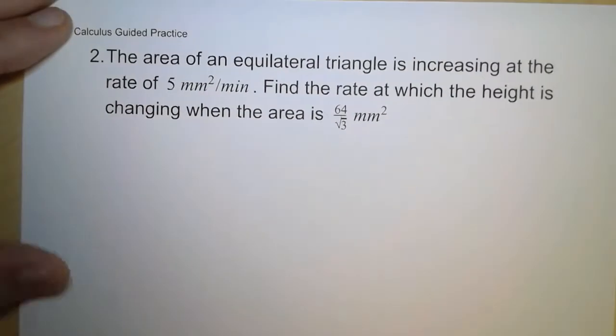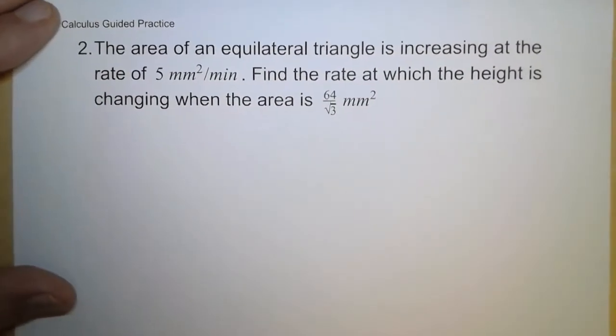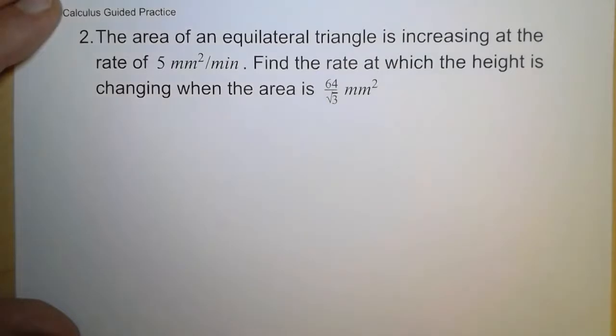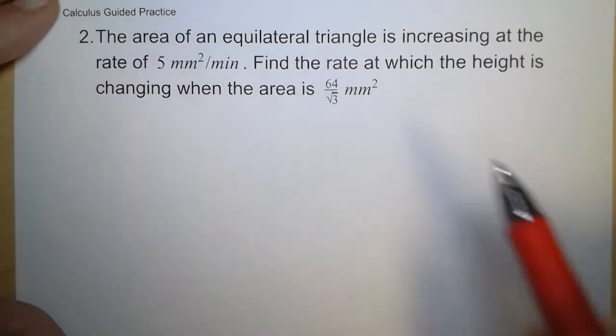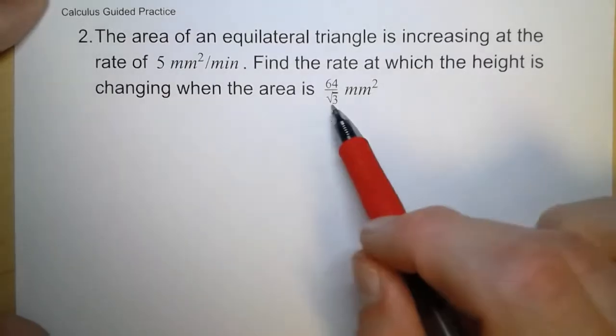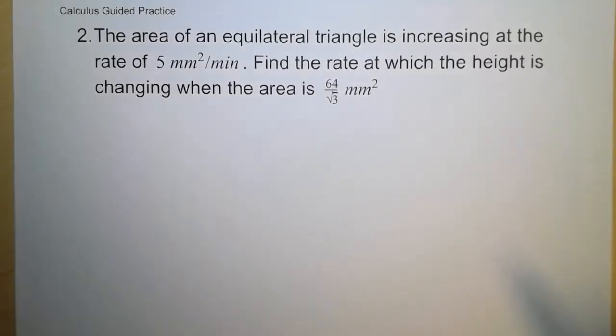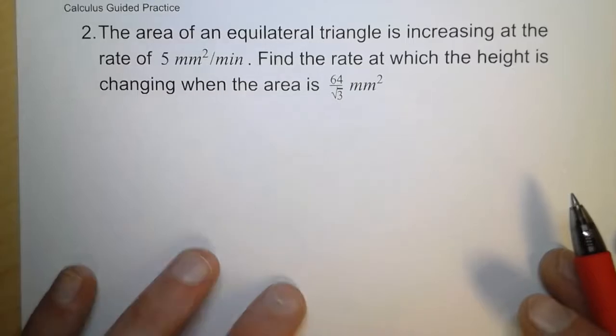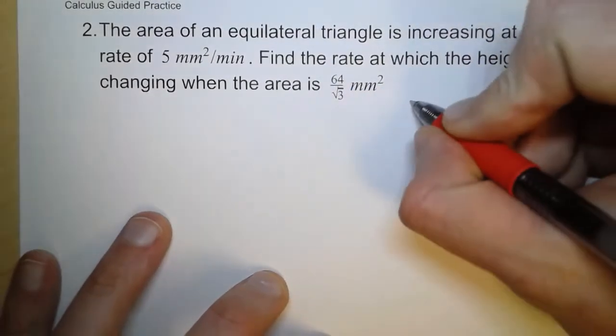For the next one, we have the area of an equilateral triangle is increasing at the rate of 5 square millimeters per second. We want to find the rate at which the height is changing when the area is that amount. Okay, so we need a little more information here in order to solve this.